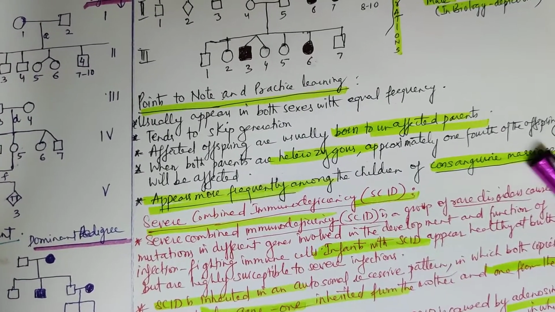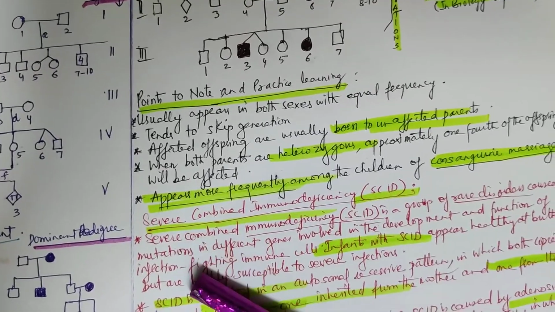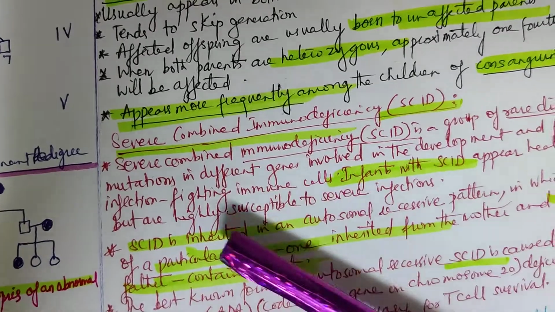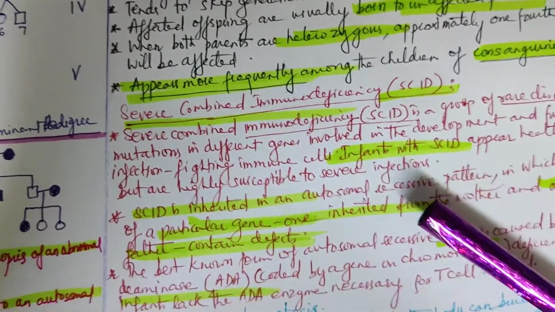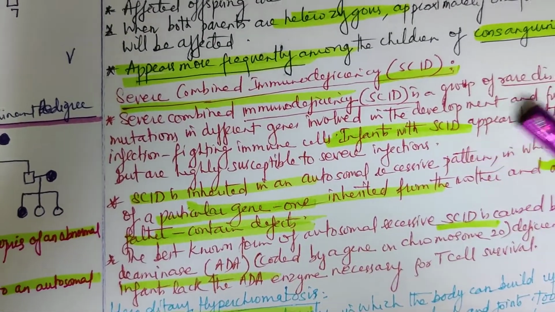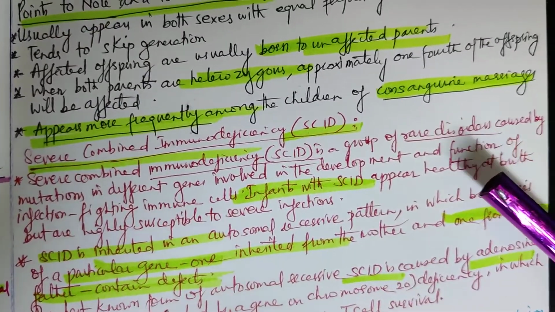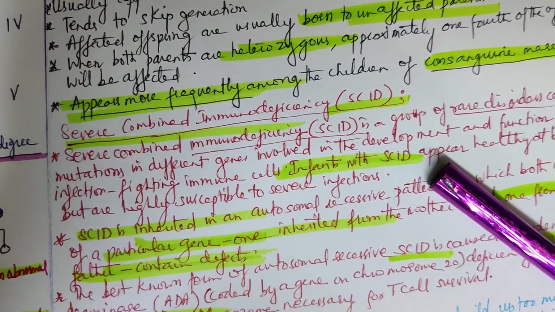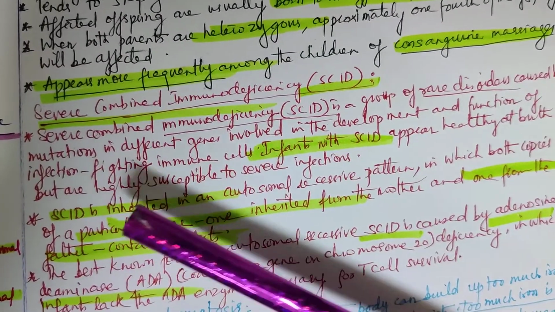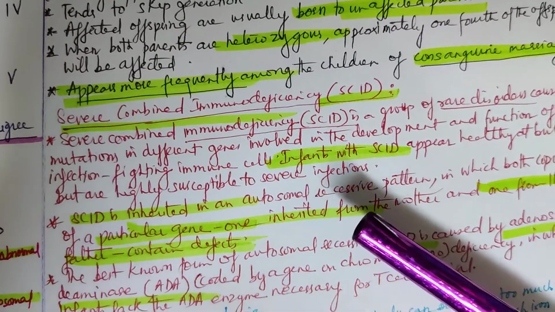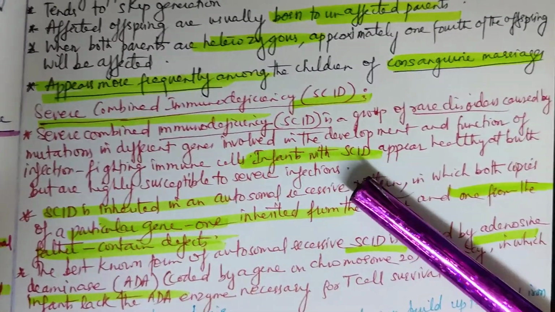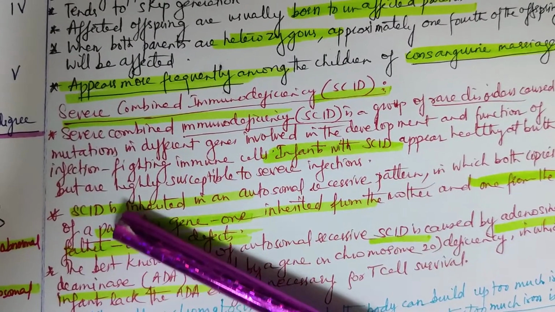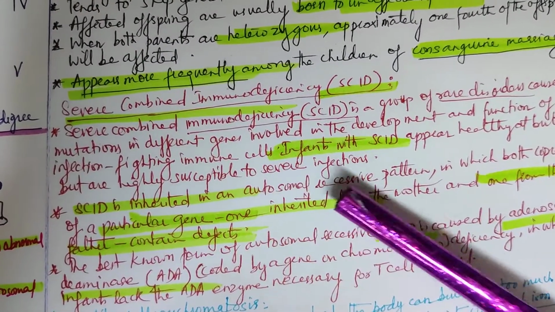Now we will discuss severe combined immunodeficiency disease, SCID. Severe combined immunodeficiency disease is a group of rare disorders caused by mutations in different genes involved in the development and function of infection-fighting immune cells. Infants with SCID appear healthy at birth but are highly susceptible to severe infections.